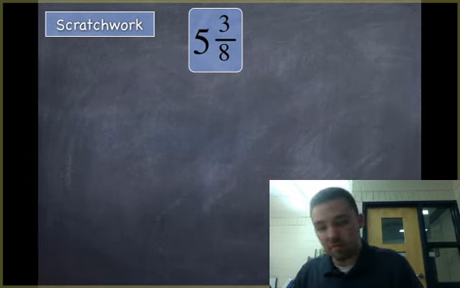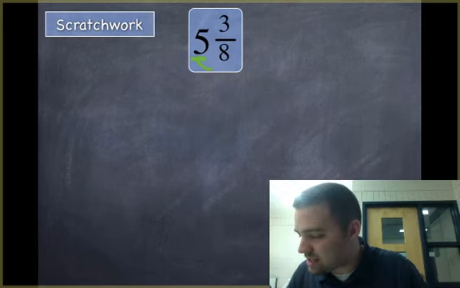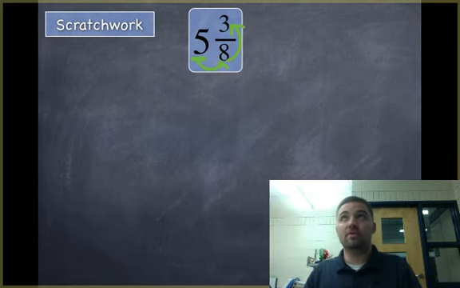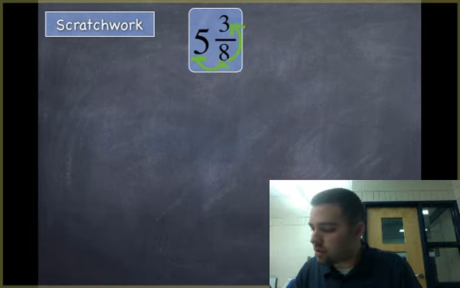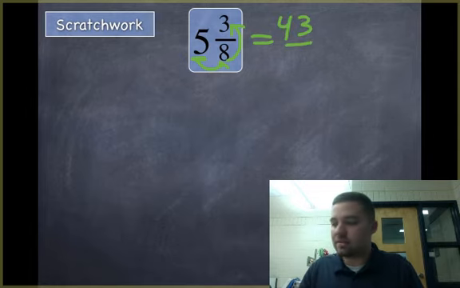If you remember back to one of the videos you've seen, we take 5 times 8 plus 3. 5 times 8 is 40, plus 3 is 43. So that gives me 43 over, what's the denominator? Well, it's the same. It's 8.